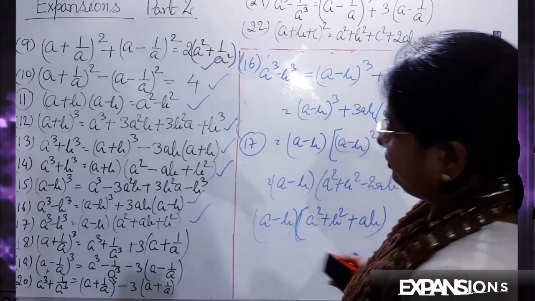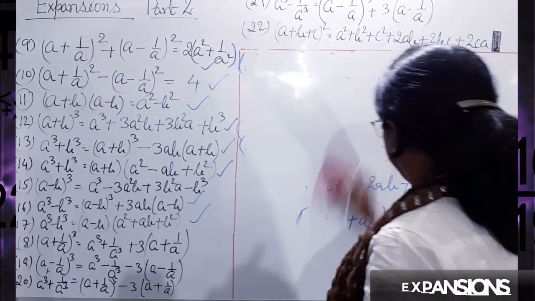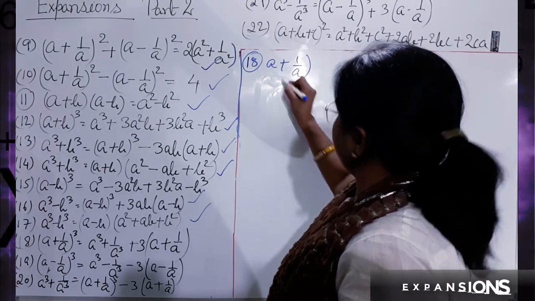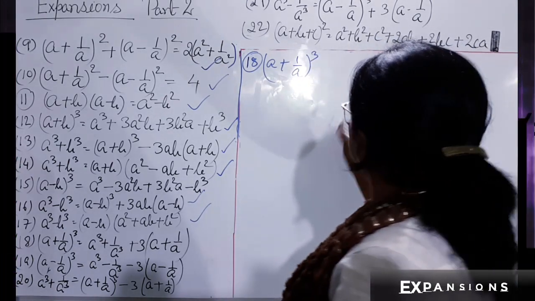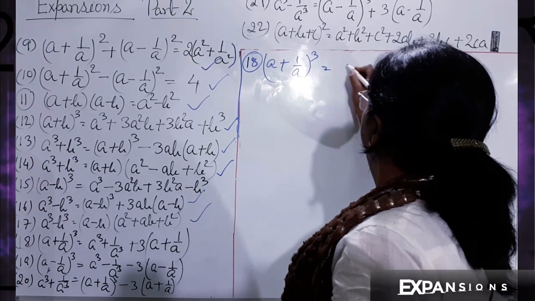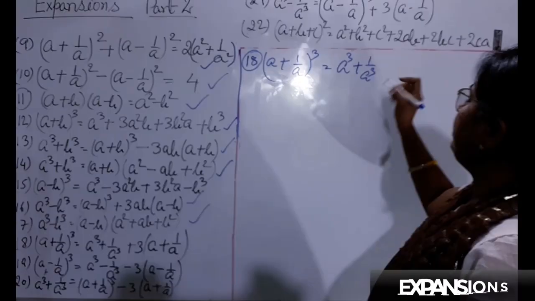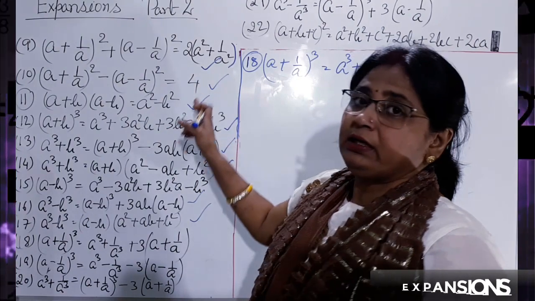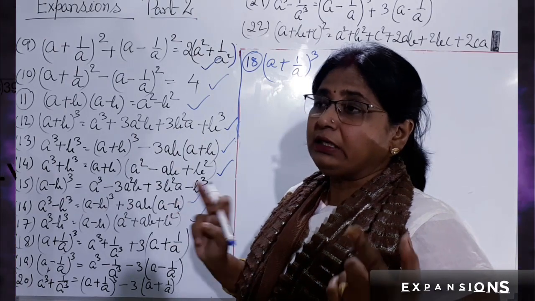Now 18 number for reverse of variable. Variable and their reverse. 18 number is a plus 1 by a whole cube. Cubic form is equal. In the same way, a plus b whole cube, we can write it a cube plus b cube, like this, a cube plus 1 by a cube plus, in a plus b whole cube, it is given 3a square b plus 3b square a. By taking common, I explained in 12 number, 3ab is common, then a plus b.